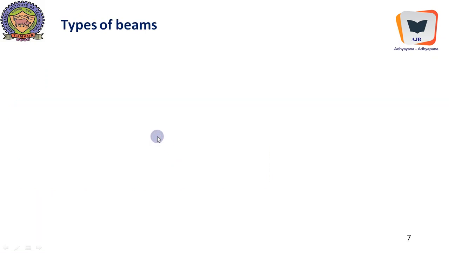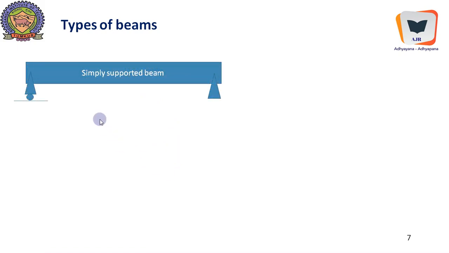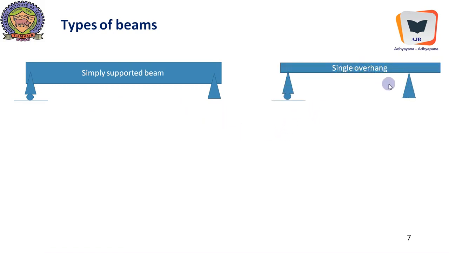And we will go through types of beam. There are types of beams that we come across in the real world. This is a simply supported beam. A simply supported beam will have a single span, and at the 2 extremities, one of the extremities will be roller support, other extremity will be hinged support. It is a single overhang.